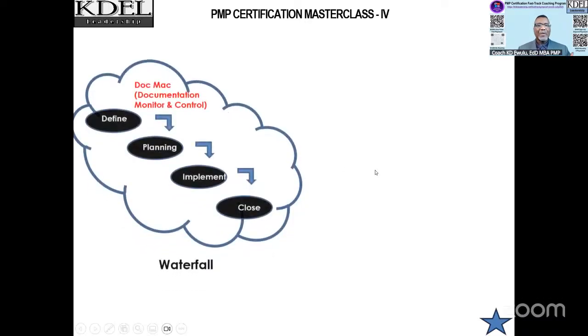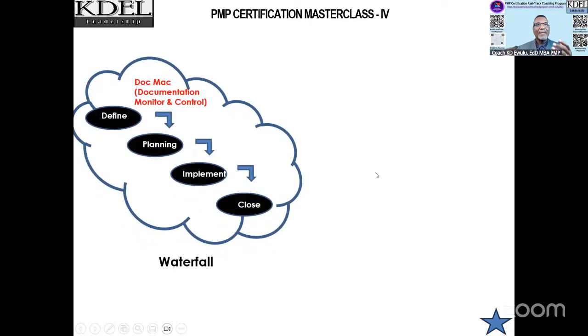I'm going to be sharing the waterfall style of project management and the agile style of project management. In the waterfall style, you have defining a project, planning a project, implementing a project, closing a project. And then, of course, there's also the documentation and monitoring and control. We call it DocMac.